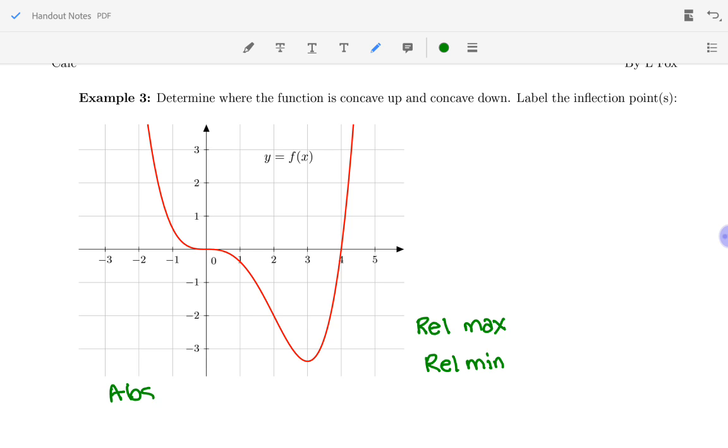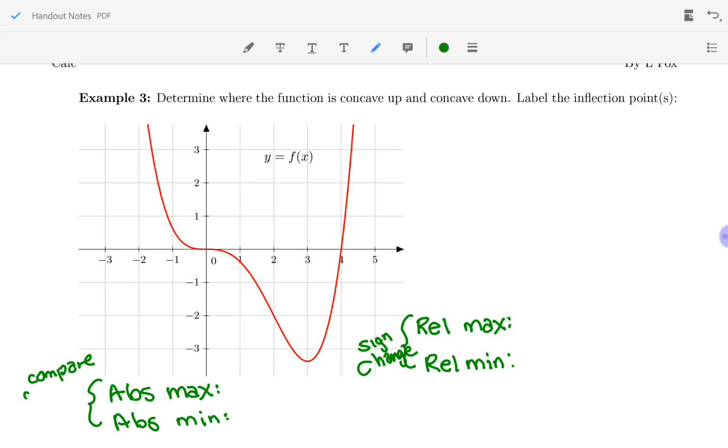So we're going to do two separate things. Two different processes for trying to do something that sounds kind of similar. You know, they're all max and min. So just to remind ourselves, for relative extrema all we're looking for is sign change, switching from increasing to decreasing or decreasing to increasing. Whereas absolute extrema, we're going to compare critical numbers to end behavior.